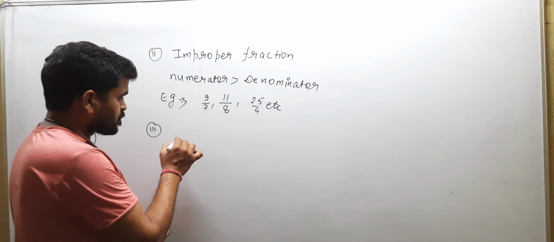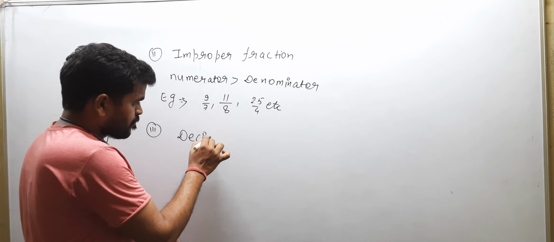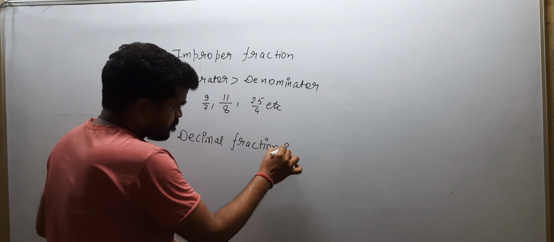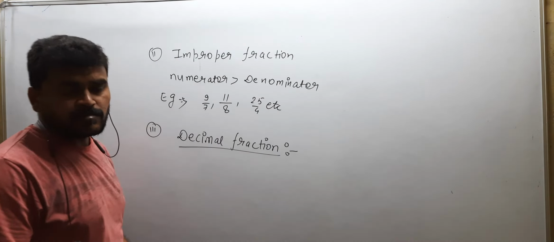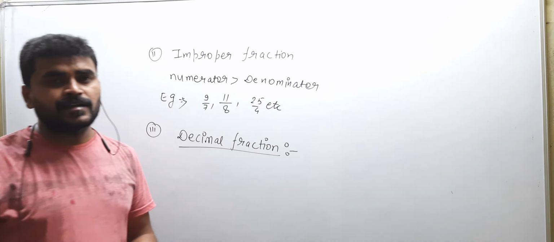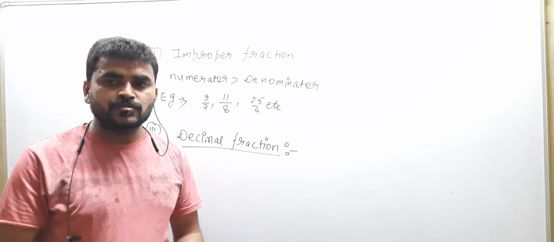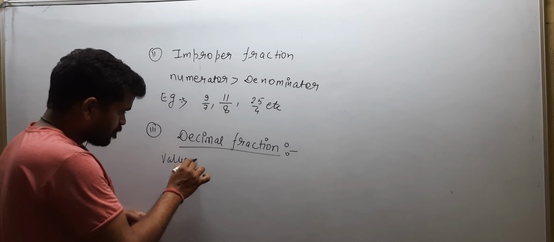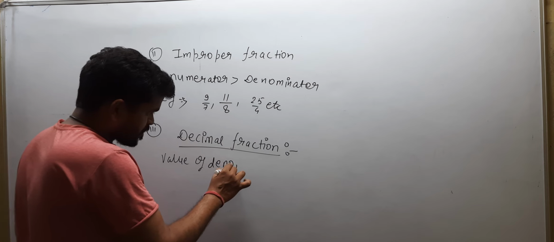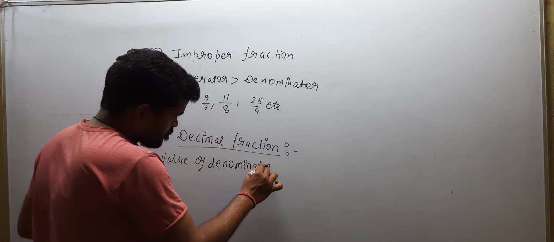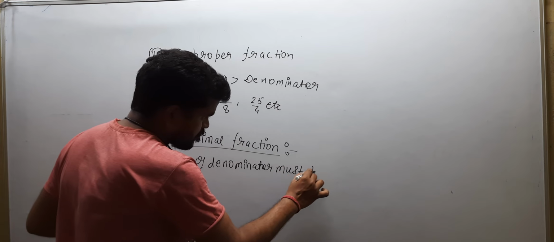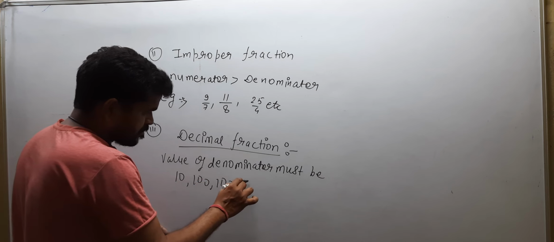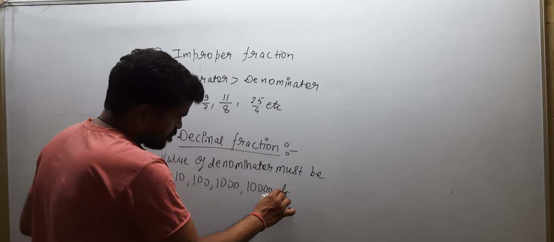The third one is the decimal fraction. What is a decimal fraction? In a decimal fraction, the value of the denominator is always 10, 100, 1000, 10,000, etc. It means that the value of the denominator must be 10, 100, 1000, 10,000, etc.